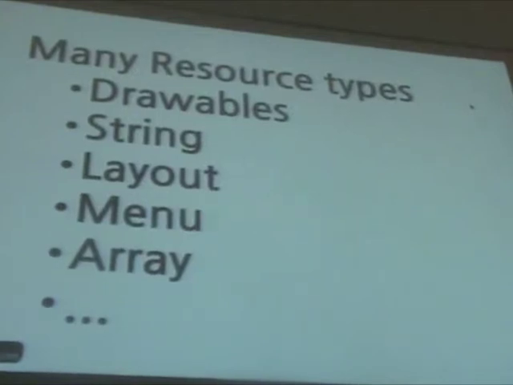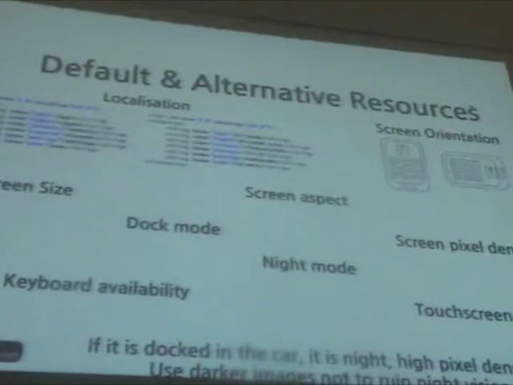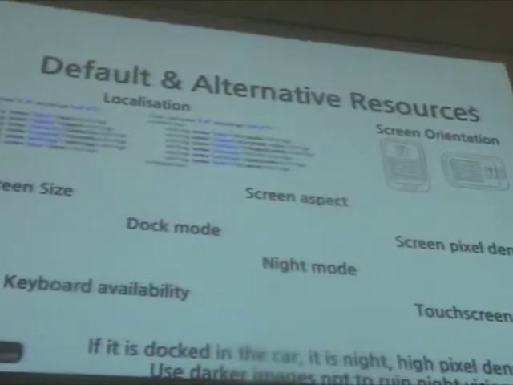We have drawables, which are just any images. Strings, which are basically all the strings externalized in XML files. The layout is another XML file, which is describing the structure of the view. And then we have menu, arrays, etc. Now, as I said, with Android, we get much more when we are using resources. So we have the notion of default resources, which are used by default, and then alternate resources, which will be used in certain different situations.